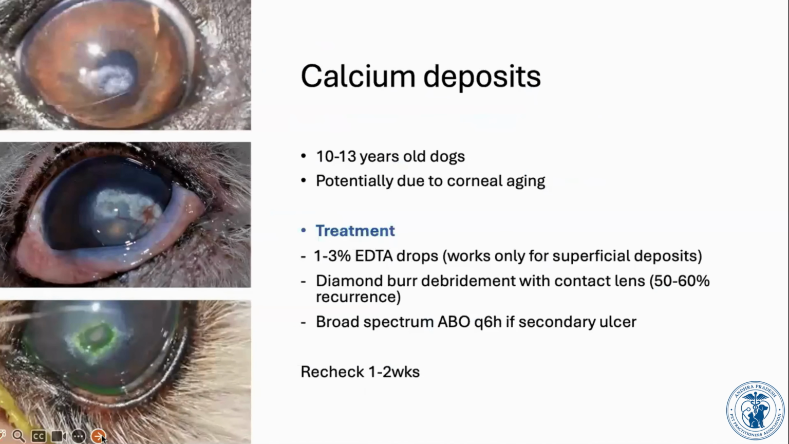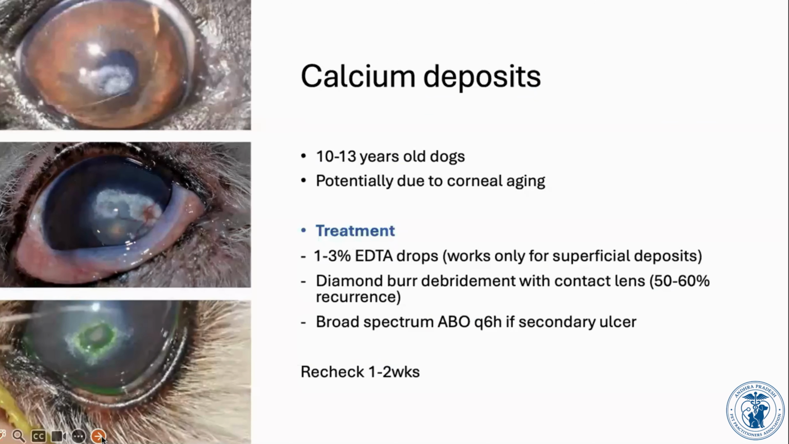So next, this is not very common. We don't get calcium deposits or corneal deposits in most of the cases. Usually it is more prominent in aged dogs. When I'm getting a case where the dog is 10 to 13 years old and it is having some deposits, even if it is not ulcerated, I will always tell the clients that this can ulcerate in the future, so they have to be a little careful.